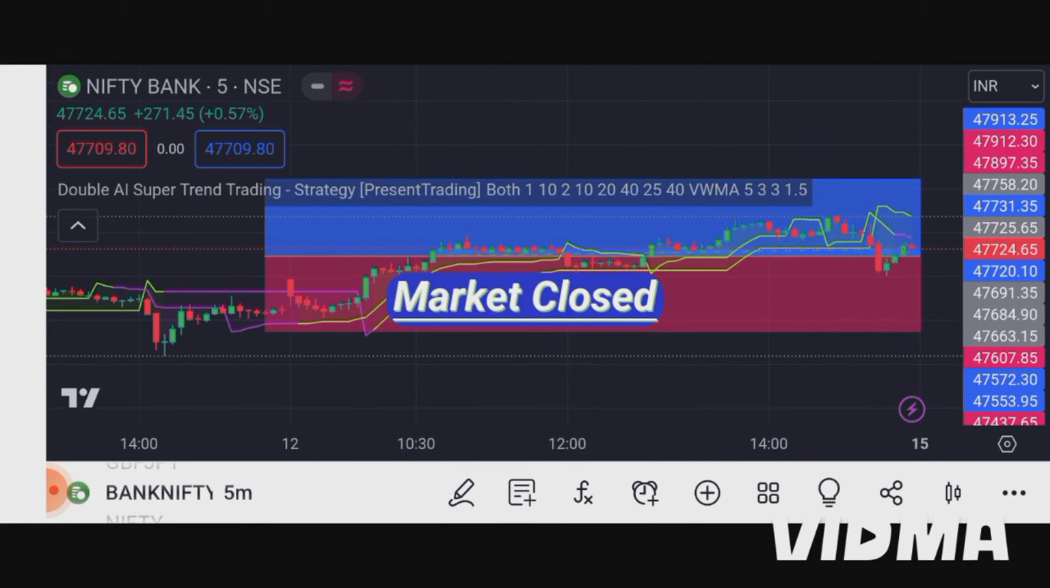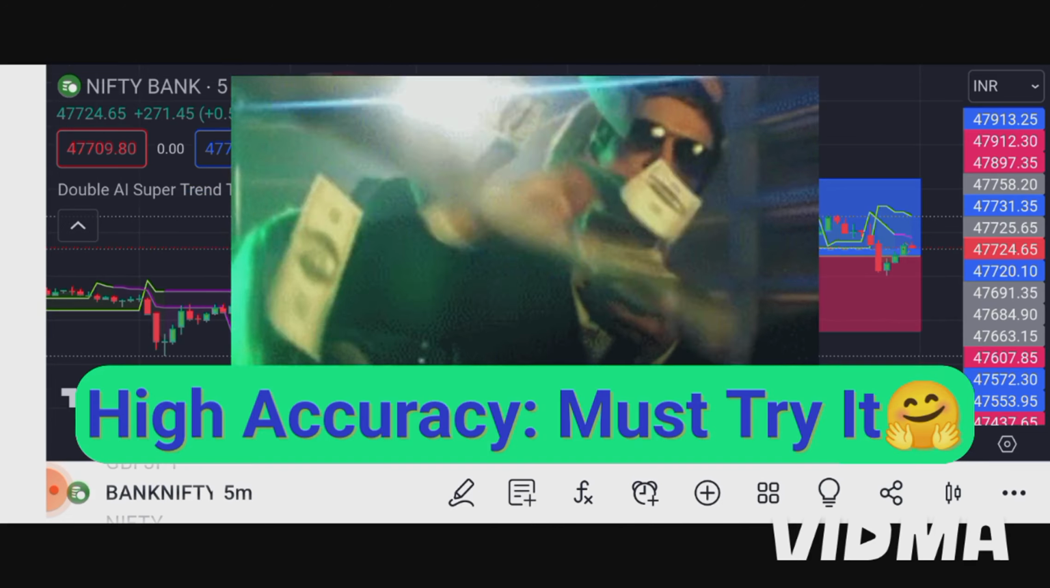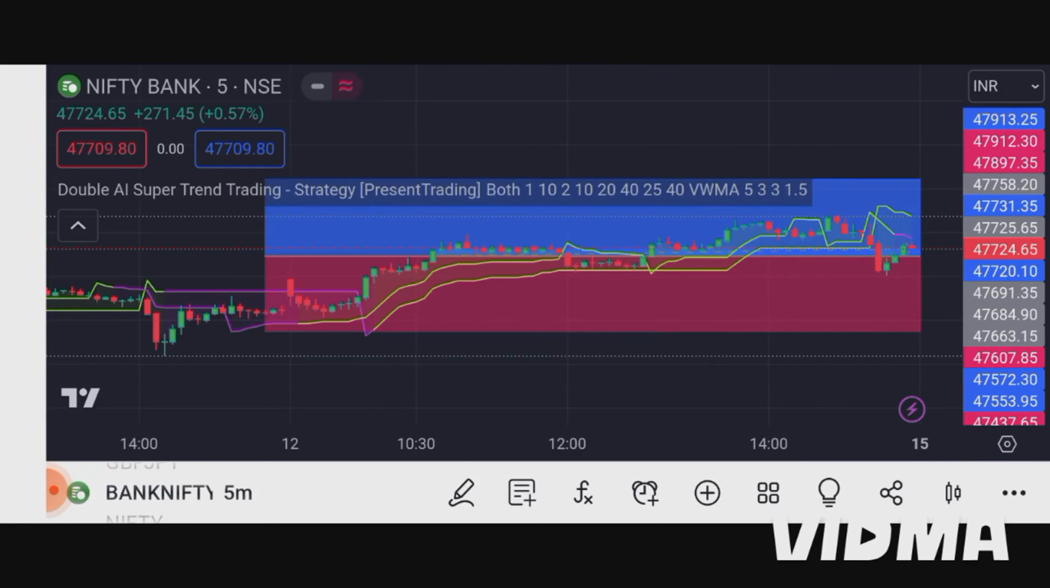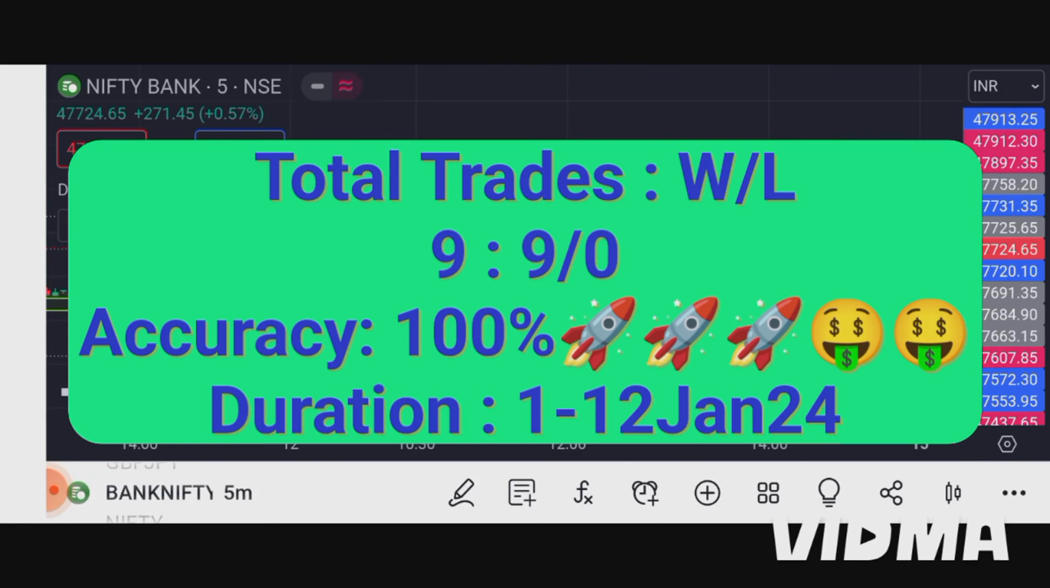So that's the overall indicator. Hope you understood the indicator, and it's very good. If you check, all the trades are successful, more than 100% accuracy in this backtest over the last 1 month, in the month of January.